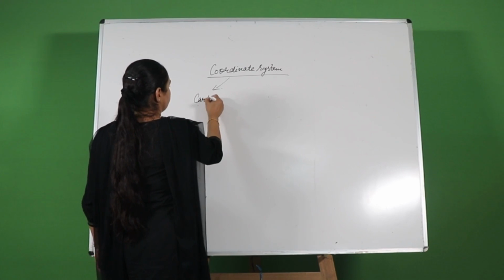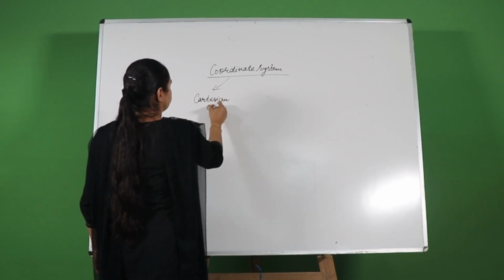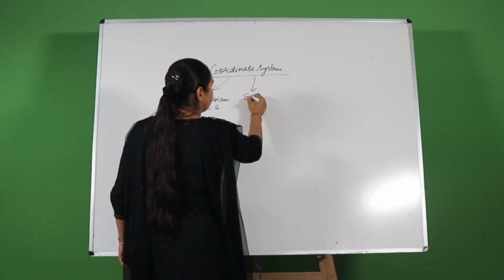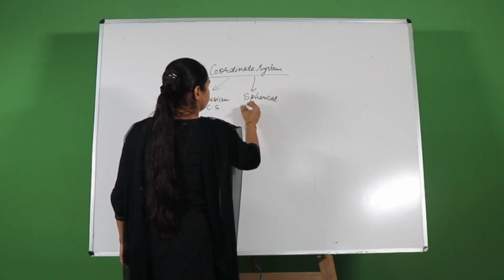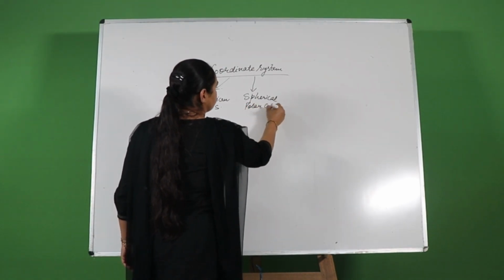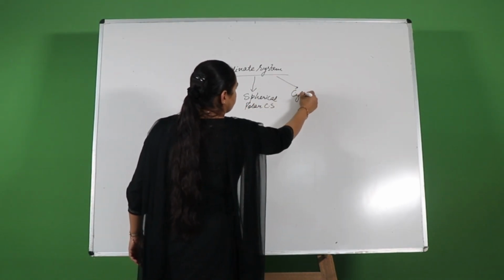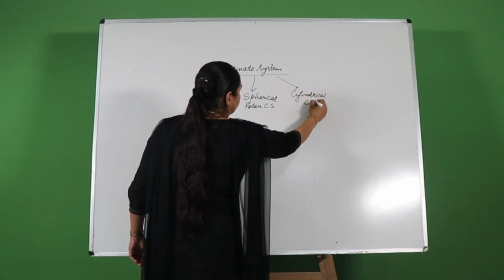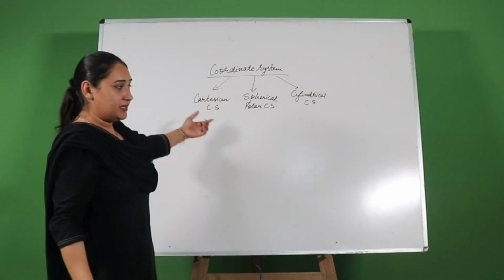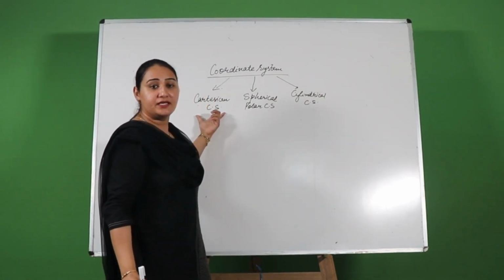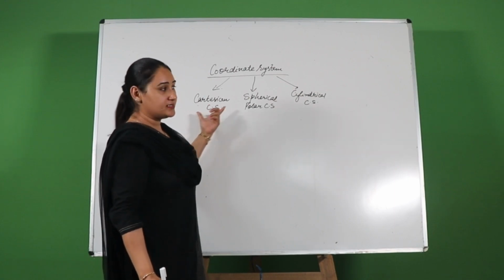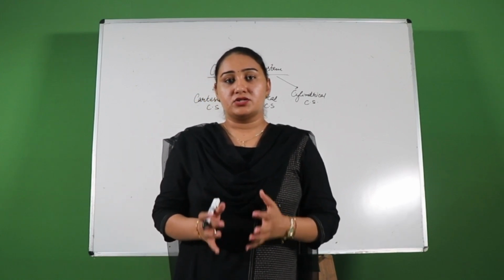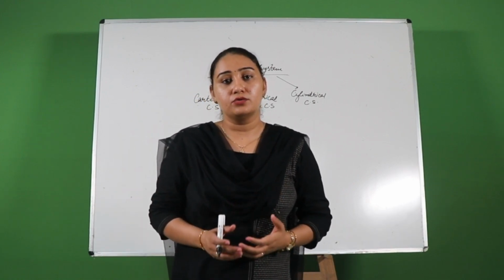First we have Cartesian coordinate system. Second, we have spherical polar coordinate system. Third is cylindrical coordinate system. So in our syllabus we will be dealing basically with these two systems, Cartesian coordinate system and spherical polar coordinate system. So where will these three coordinate systems be used?